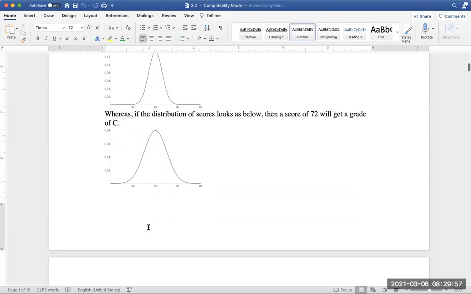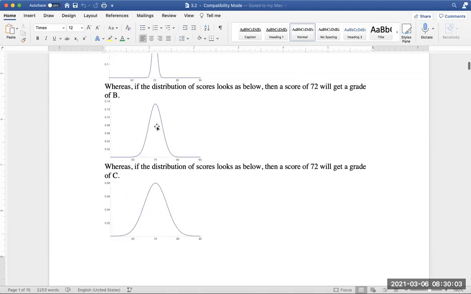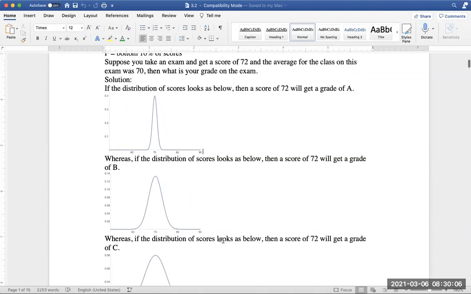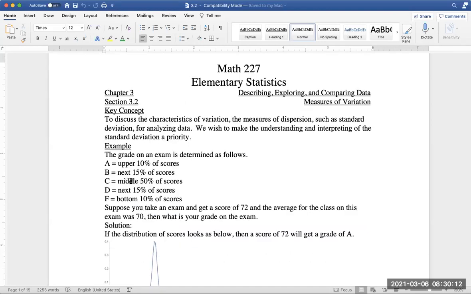So depending on what everyone else did in class, you could either get an A, B, or C. You can't get a D because you're above the middle. So you're above the average. So because you're above the average, I know that you're either A, B, or C, but I don't know which one. All I know is if you got a 72, you got at least a C. I know you didn't get D or F. But other than that, I can't tell you if you got A, B, or C.